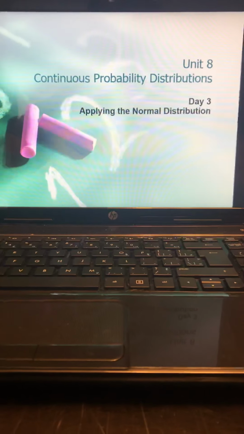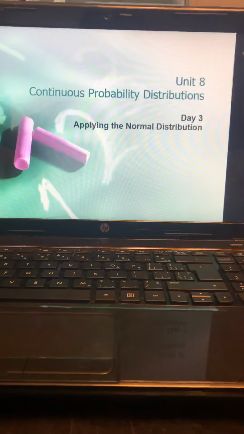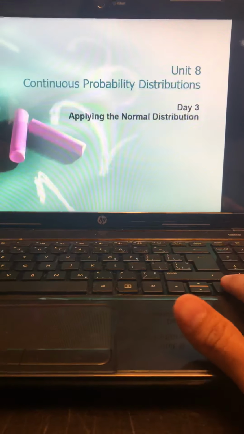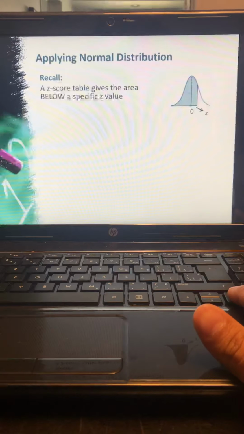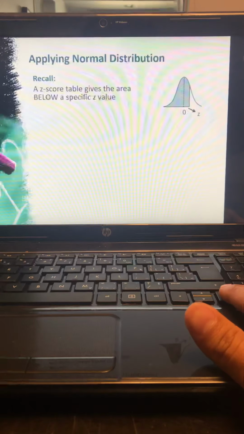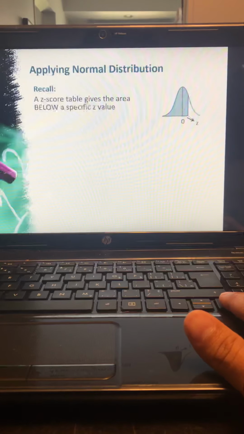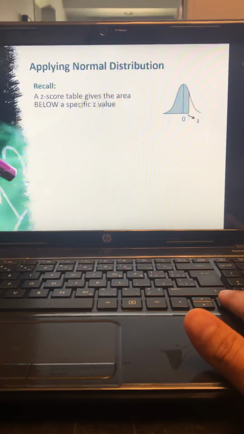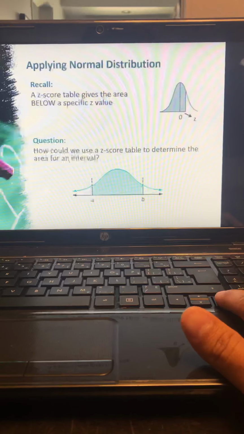Final lesson, applying the normal distribution, day 3. So in this case, we're going to look at some of the stuff we did yesterday and then extend it to an interval situation. So recall, the z-score table gives the area below a specific z value. It's a calculation of the area under the curve. Already done for you. You don't need to worry about it. You just got to find it in the table.